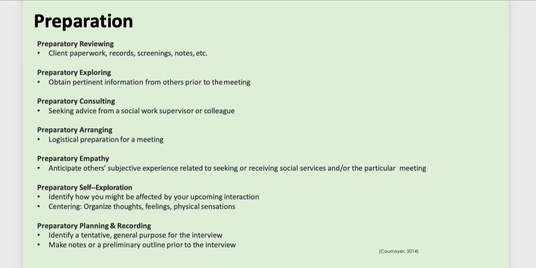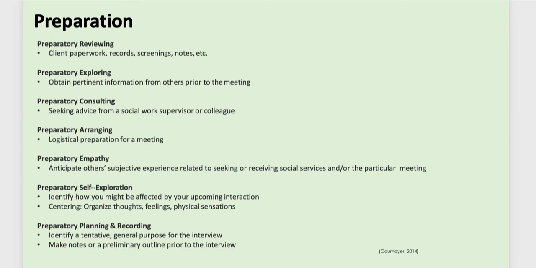And spend a little bit of time thinking about what the client's subjective experience may be in terms of seeking services from your agency, particularly if you work for an agency where there is a fair amount of stigma associated with individuals who receive services there. You might also begin to prepare by exploring some of your own thoughts and feelings about the upcoming interaction and organizing your thoughts and feelings and those kinds of things.